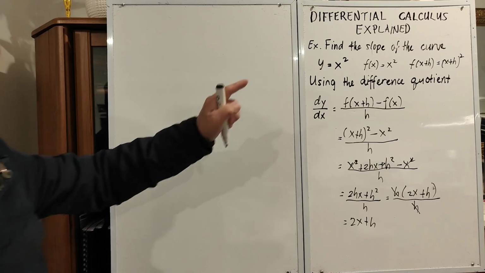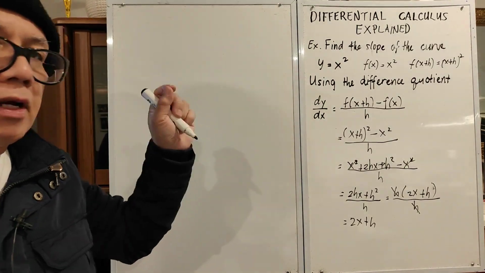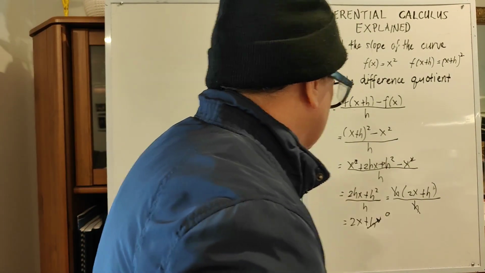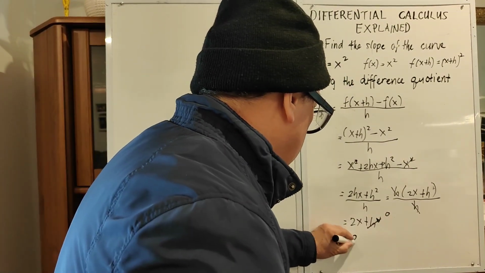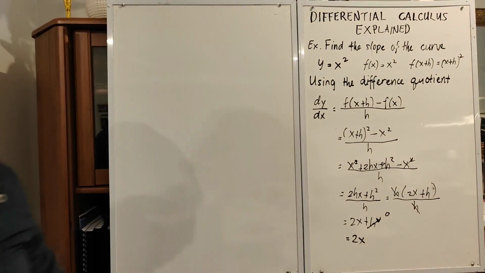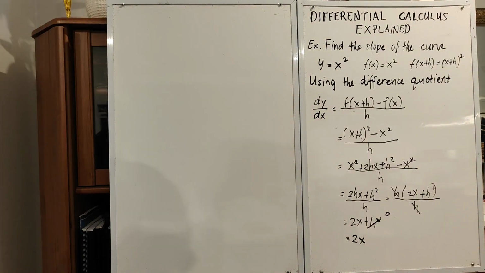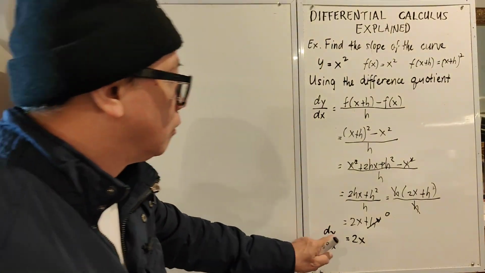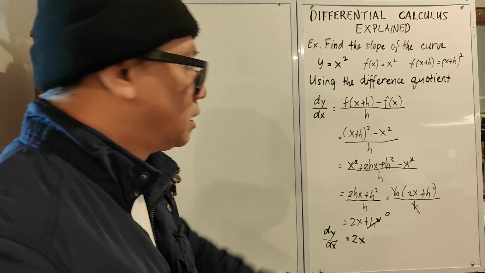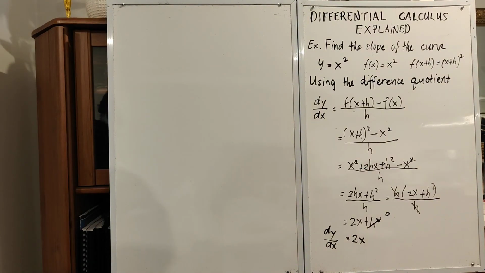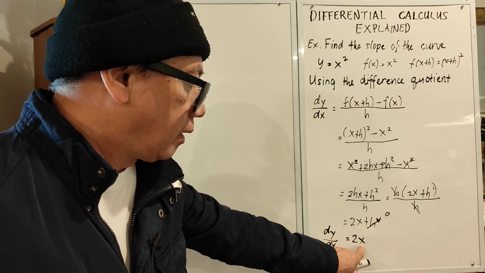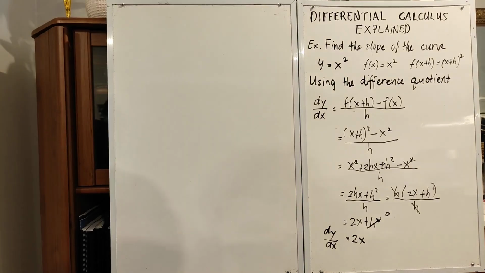Now if you remember that h is very close to 0, we can have this one get to 0. So our slope is 2x. This is our dy over dx. Our slope, a very small change in y over a very small change in x, is 2x. Now you will notice the slope has a variable, there's an x.